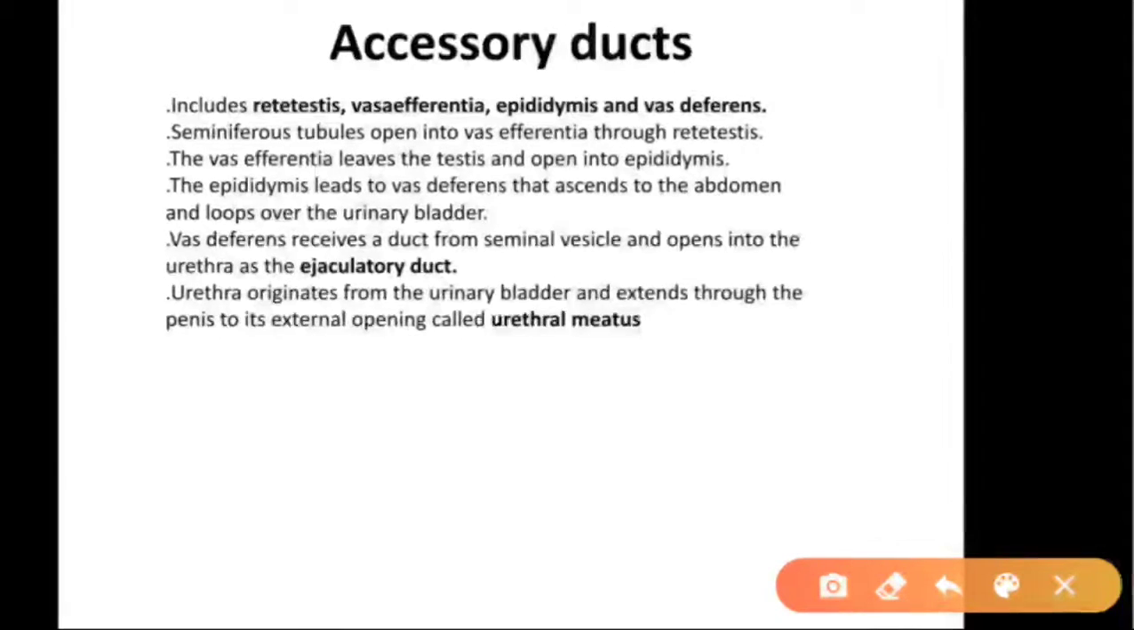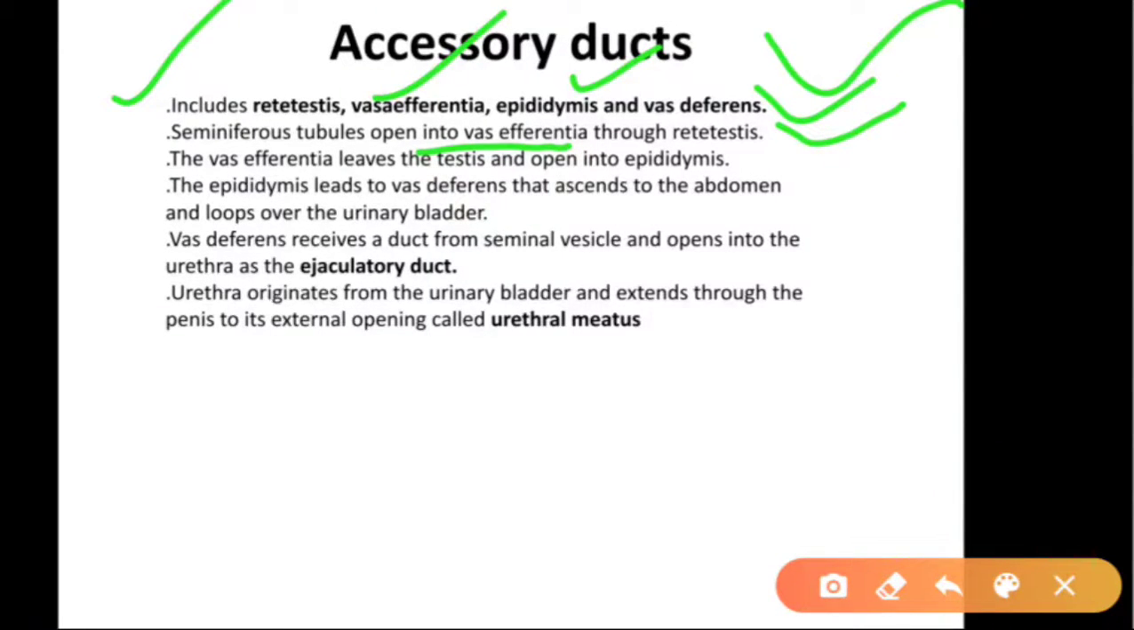Now we come to the accessory ducts. Here in detail we discuss the accessory ducts: rete testis, vas efferentia, epididymis, and vas deferens. Each seminiferous tubule opens into the vas efferentia through the rete testis. The rete testis is the connecting link between the seminiferous tubules and vas efferentia. These vas efferentia open into the epididymis, and then the epididymis leads to the vas deferens.